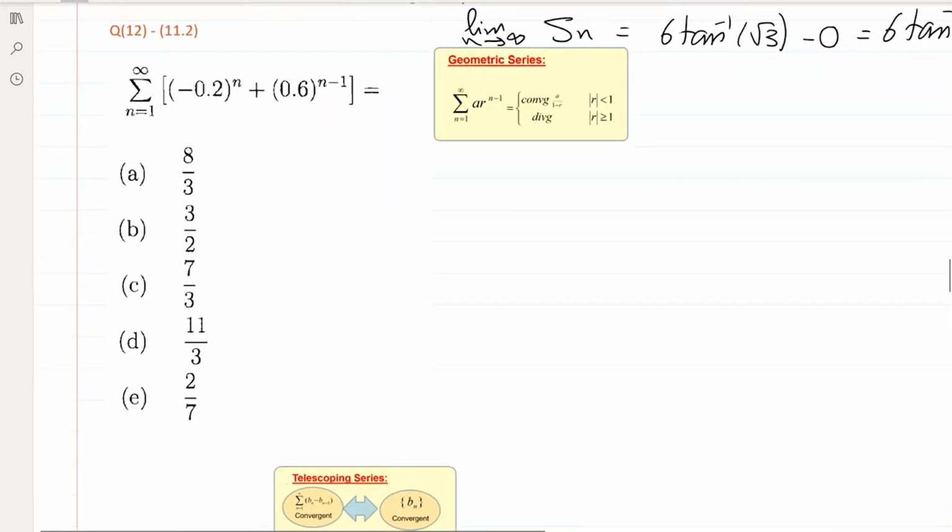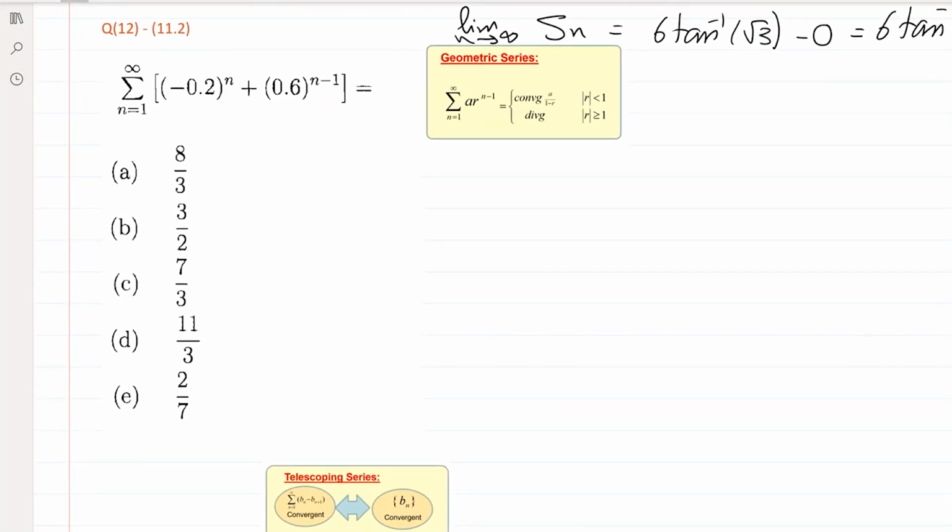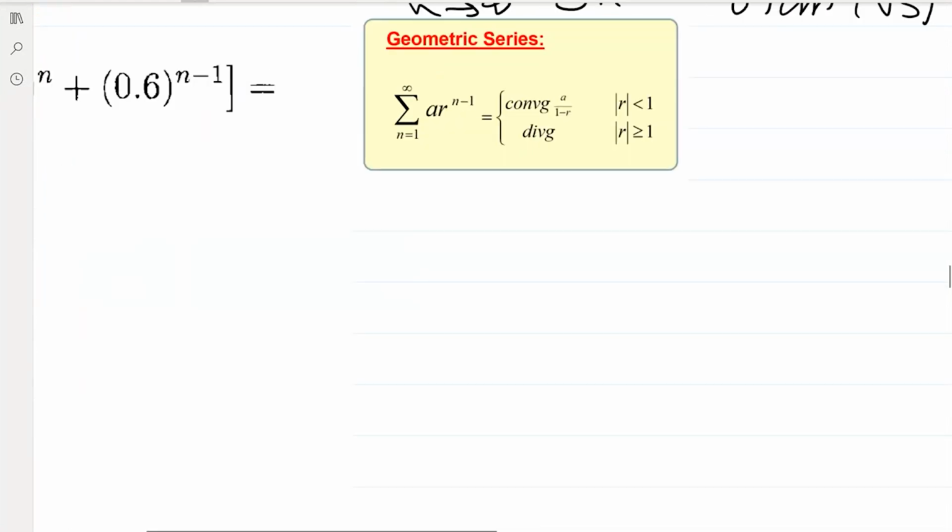Yes. Let me move to question number 12 because we have just 15 minutes. Let me hurry up. Okay. We are talking now about geometric series. This is the geometric series.